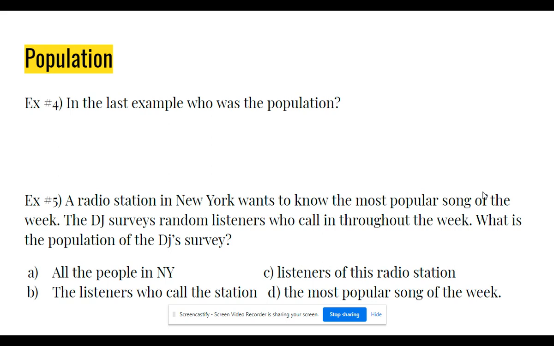Okay, example 5. A radio station in New York wants to know the most popular song of the week. The DJ surveys random listeners who call in throughout the week. What is the population of the DJ survey? So go ahead and answer that on your Google Forms as well. Is it A, all the people in New York? B, the listeners who call the station? C, listeners of this radio station? Or D, the most popular song of the week?